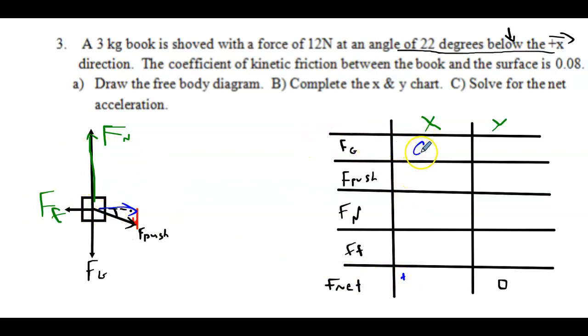Gravity is not going in the x direction, so it's 0. It's pulling down, so it's negative in the y. The pushing force goes right and down, so right is positive, and y direction down is negative. And then the normal force is not going in the x, so that's 0.